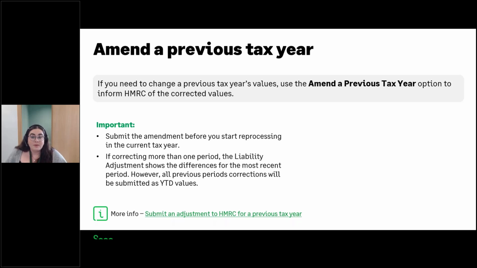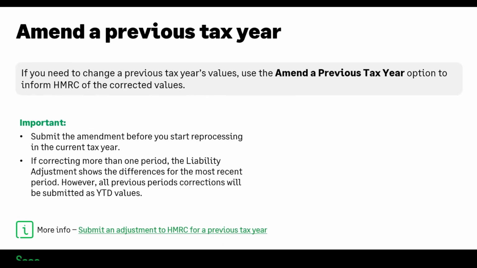It is important to submit the amendment before you start reprocessing in the current tax year, hence why we've paused the demo for now. And same thing with the liability adjustment. As I mentioned with the FPS adjustment, it will include all of the values for all of the periods that we've updated, but it will only show the most recent one. So let's go ahead and get this amendment submitted to HMRC as we are in the position to do so.